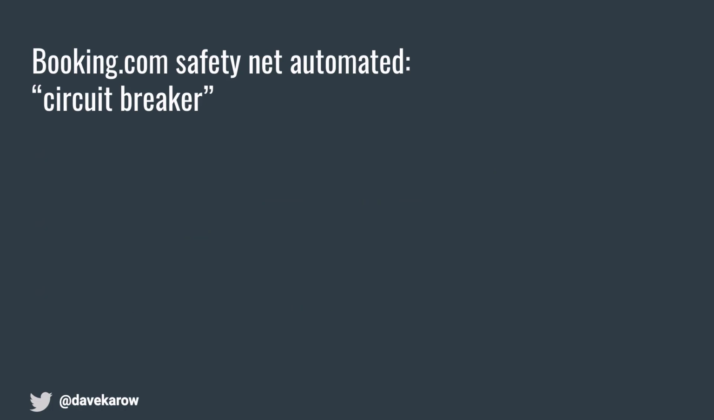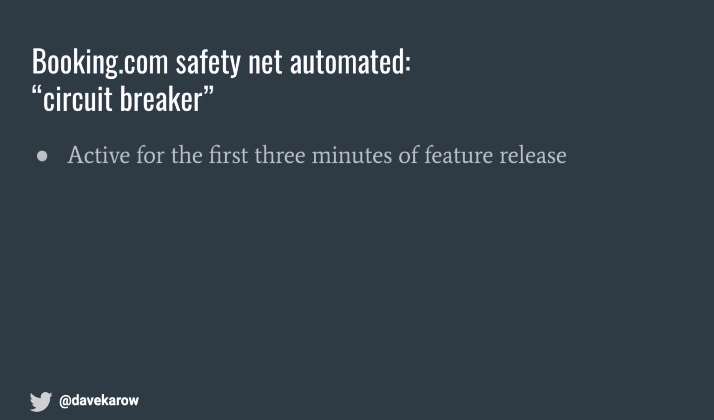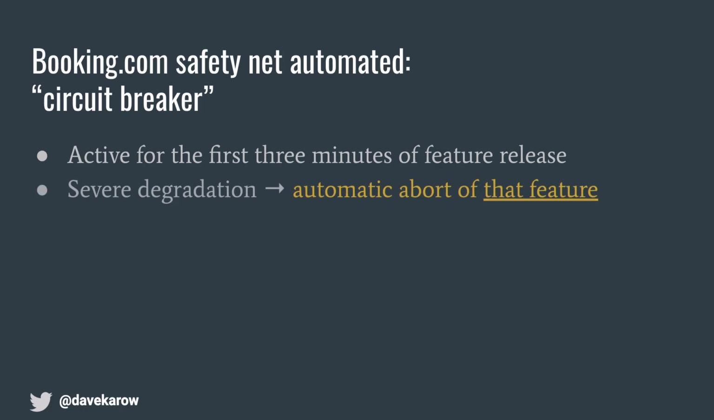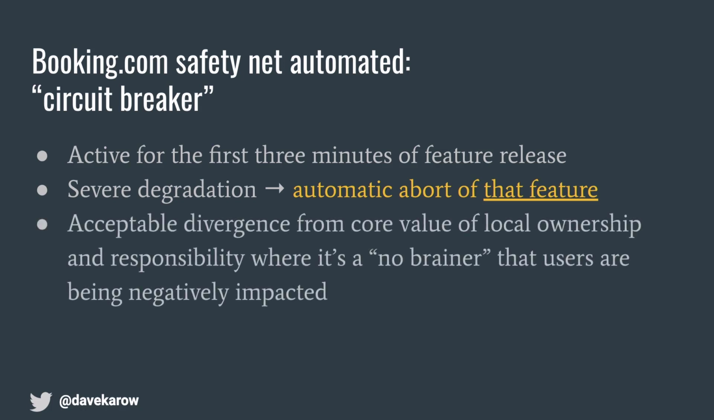But that's not good enough for them because they're highly evolved. So they built something called a circuit breaker, which is an automatic way to stop stuff when it's really, really inherently evil, right? And so for the first 3 minutes of a feature release, if they see severe degradation, they automatically abort that feature. No one gets to decide, it just happens, okay? And this is an acceptable divergence from the sort of local team autonomy thing, because if everybody's being hurt, you don't really have to debate.